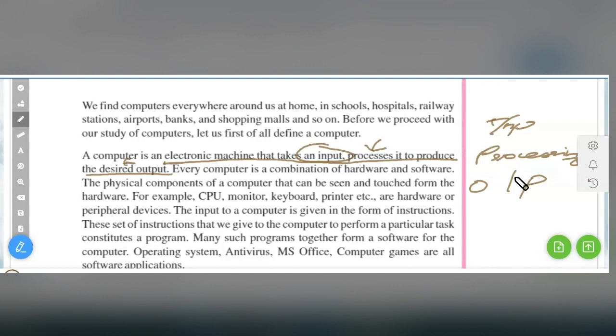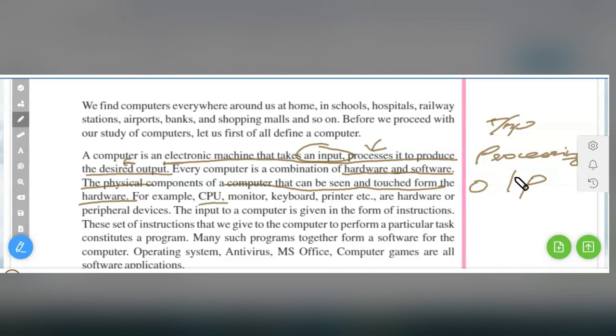Now every computer is a combination of hardware and software. These are the two terms that are being introduced here: hardware and software. So what is the difference between them? The physical components of a computer that can be seen and touched make the hardware. That means physical components of a computer that you can touch, tangible, are known as hardware. For example, CPU is one among them.